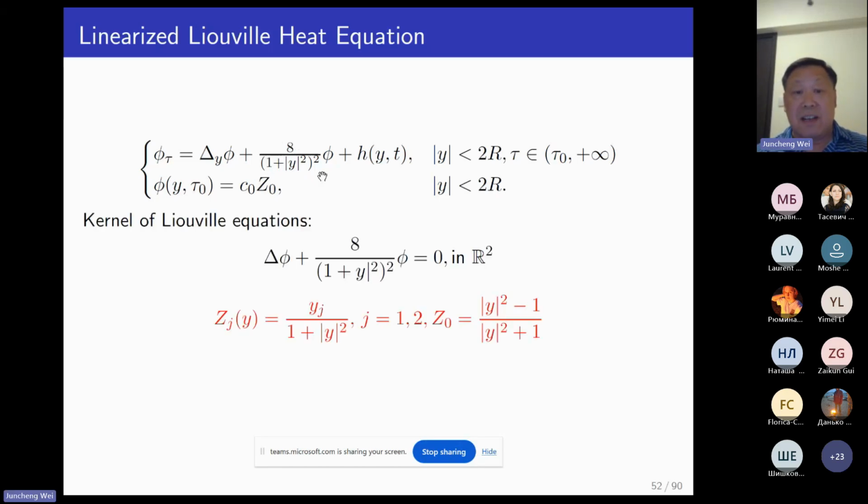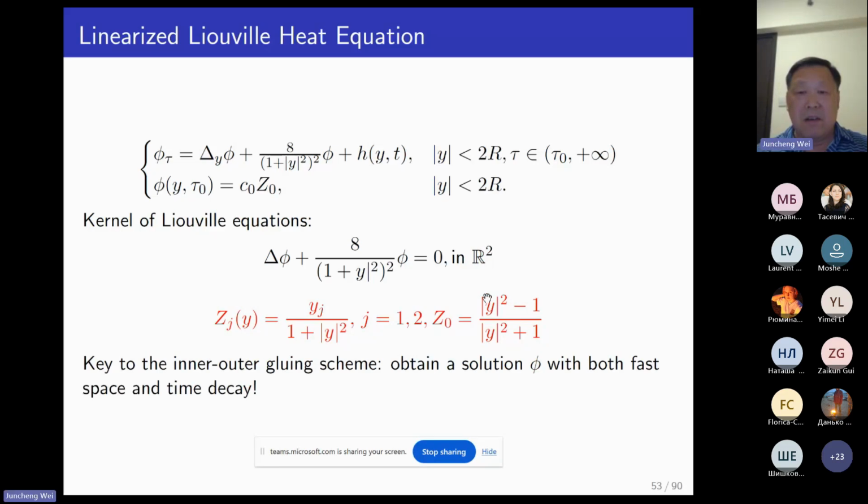Okay, so you have this kernel here. You have translation ones, and you have this scaling one, which is just order 1. So we need a linear theory, a solution with both fast space and time decay.